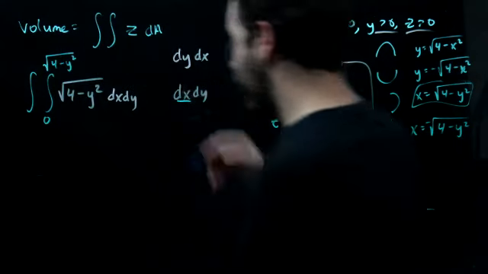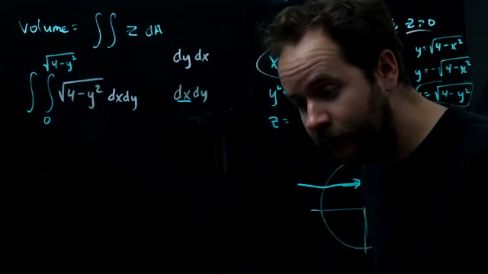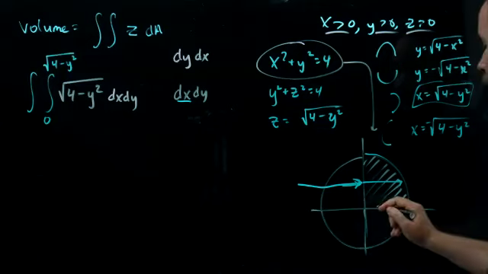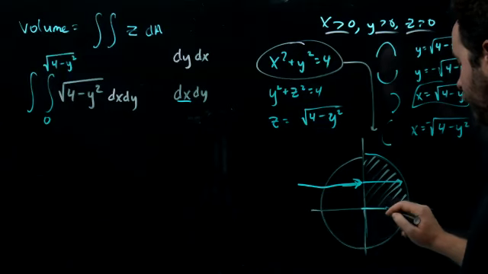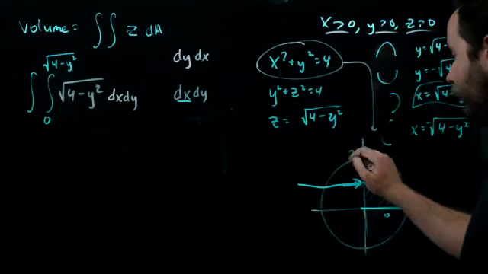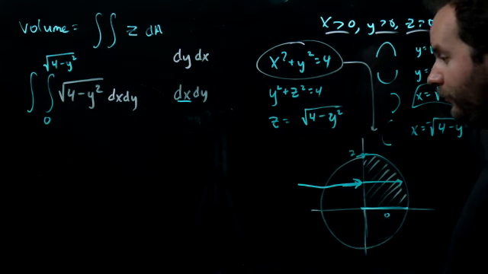The nice thing about the outermost bounds, as I've said before, is that the outermost bounds are always constants. What is the lowest value for y? 0. What's the highest value for y? Nope, the outermost bounds are always constant. The highest possible value for y is 2, because it's a circle of radius 2.